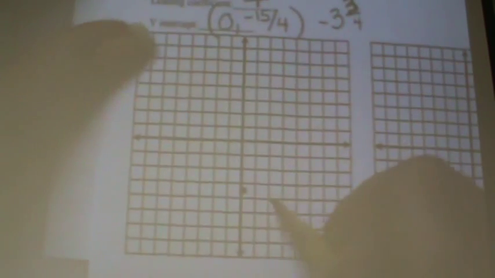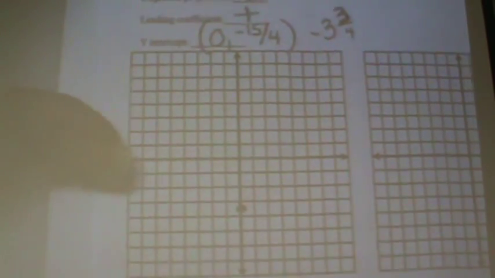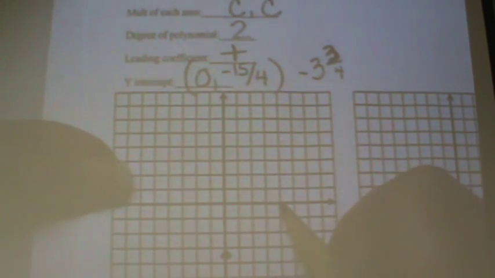I'm sorry, 12. This is 3/4. -3 3/4 is my y-intercept. So my zeros are 5, 1, 2, 3, 4, 5, and -3.